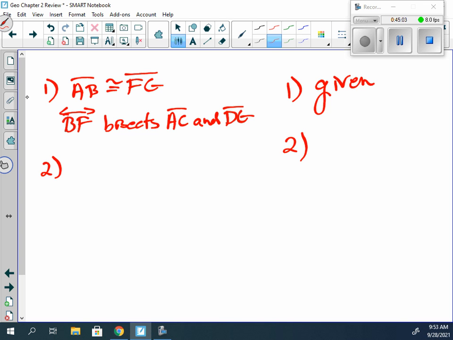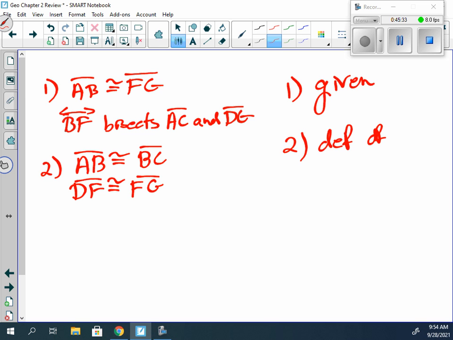Now, because BF bisects AC and DG, I can say that AB is congruent to BC, because it cuts that line in half into two congruent parts. We can also say that DF is congruent to FG. This is the definition of segment bisectors. Because by the definition of segment bisectors, it cuts a segment into two congruent parts. Yes?